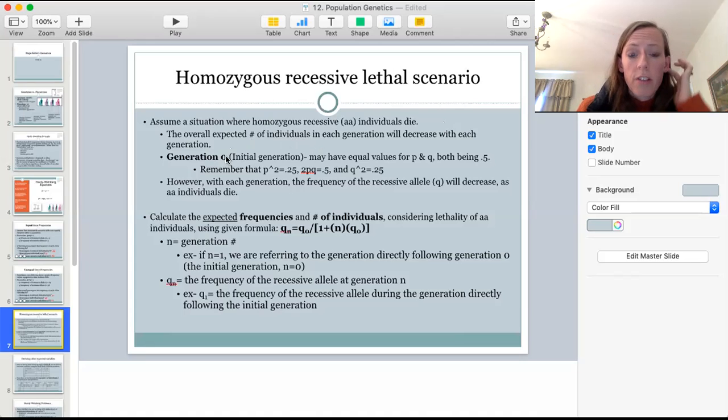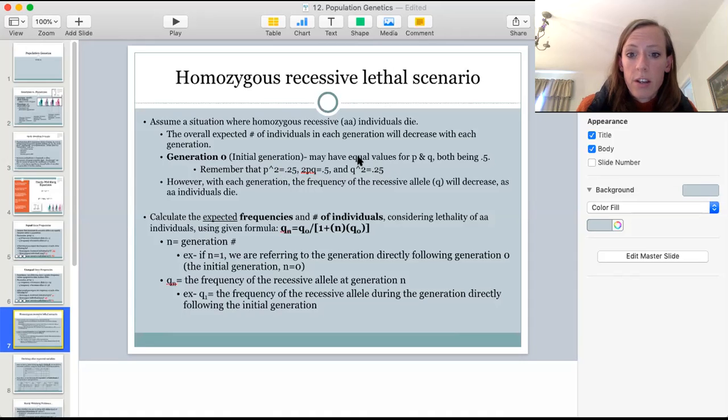So generation 0, this is our initial generation, could start with equal values for P and Q. Say they both start equal and they're 0.5. So 0.5 plus 0.5 equals 1. That makes up the whole population, okay? And from there, as we already demonstrated, we could determine the proportion of individuals who are P squared, or homozygous dominant, 2PQ, or heterozygotes, and Q squared, the homozygous recessive individuals.